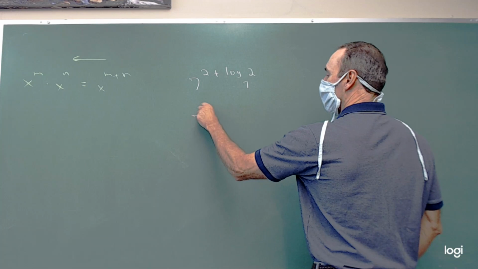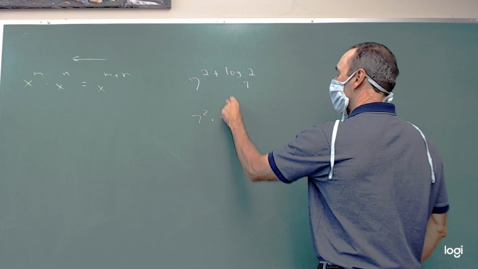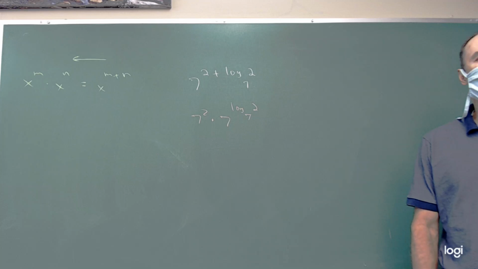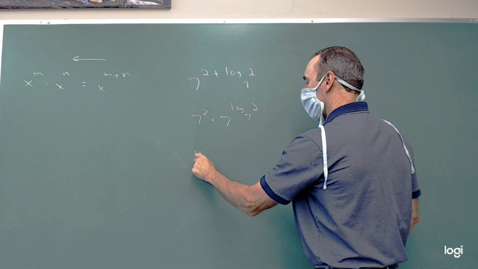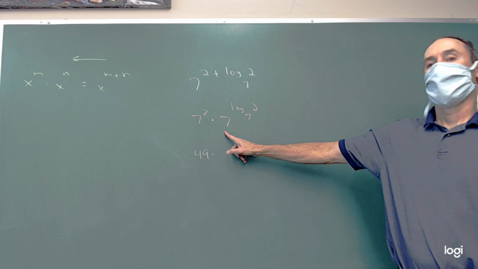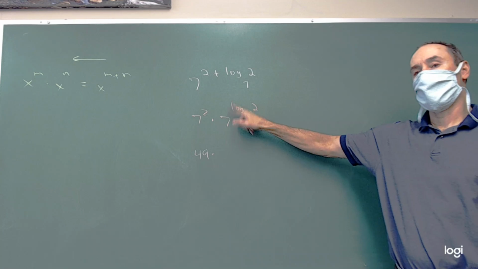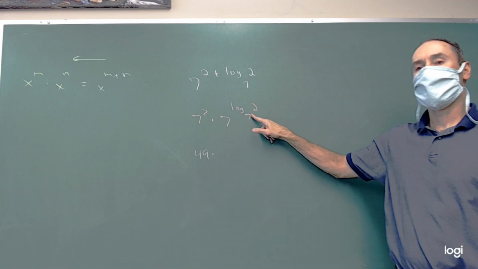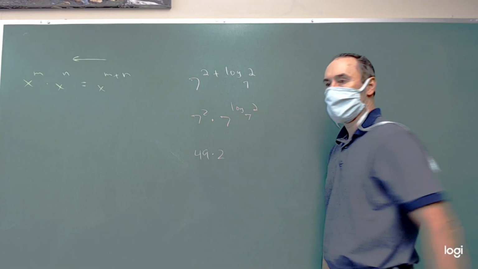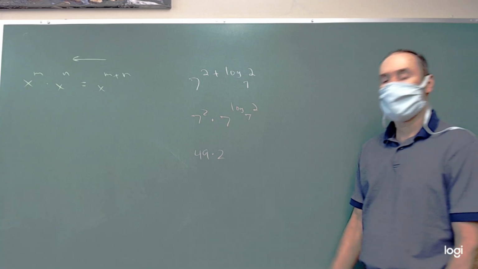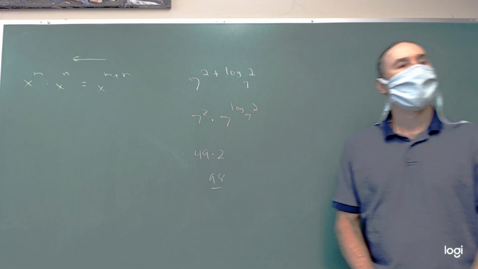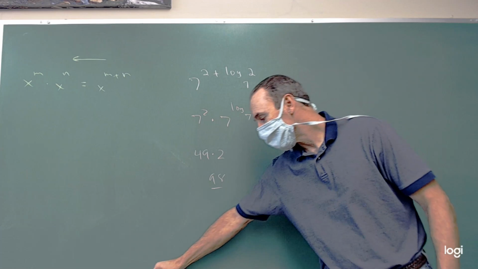So we can write that as 7 squared times 7 to the log base 7 of 2. And we know 7 squared is 49, and hopefully we know that the exponential base 7 and the logarithm base 7 are inverses. They're going to cancel each other out, and you'll just be left with the 2. And then that's going to be 98, which is our answer. That's pretty cool. That was pretty fun.